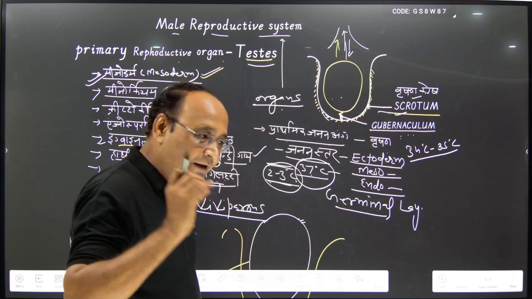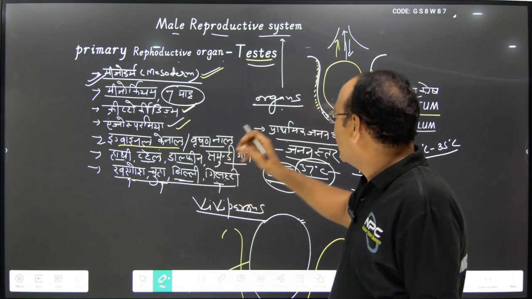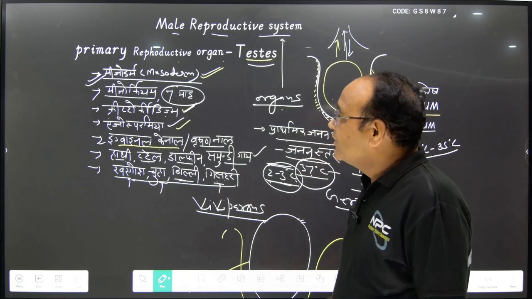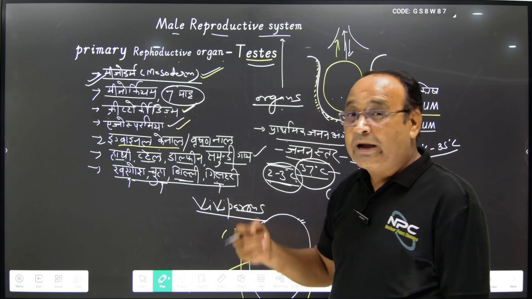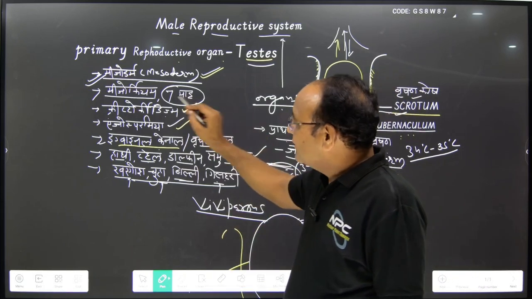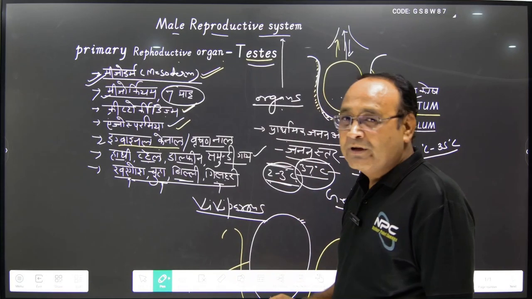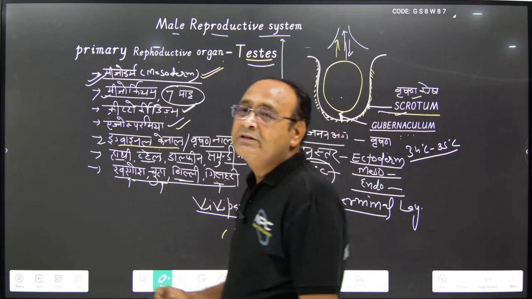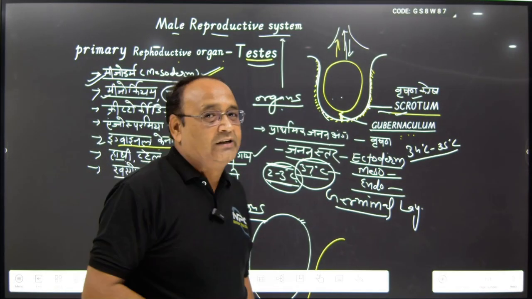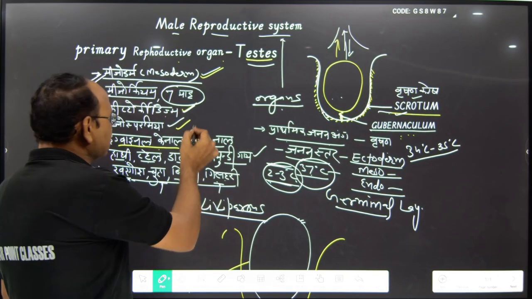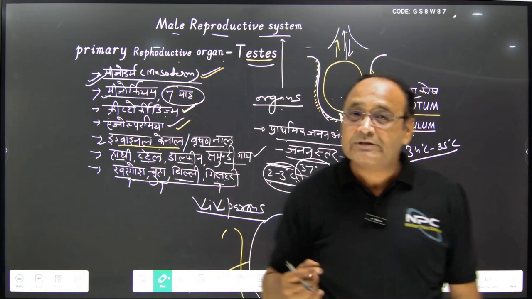When we are 7 months old, after the 7th month, these testes come down into the scrotum. So which structure binds the testes to the abdominal cavity before the 7th month? Then the answer is mesorchium. So due to the presence of mesorchium before the 7th month, testes are situated in the abdominal cavity. Is that clear?